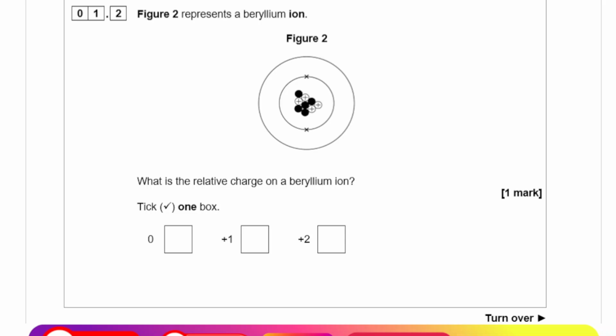Figure 2 represents a beryllium ion. What is the relative charge of a beryllium ion? Well, it has lost both the electrons in the second shell, so it should have a +2 charge.